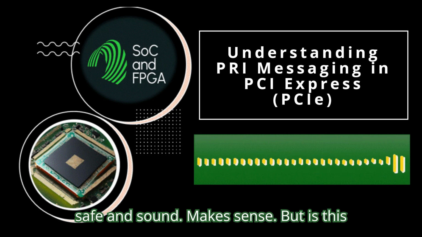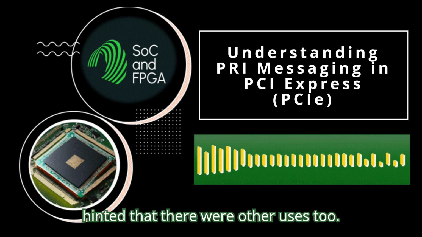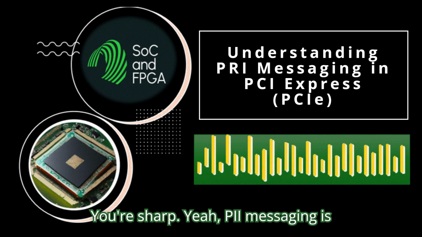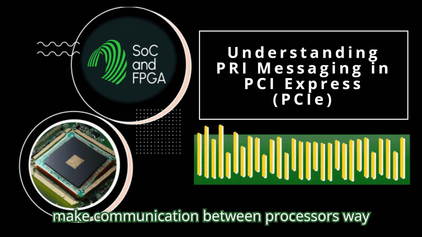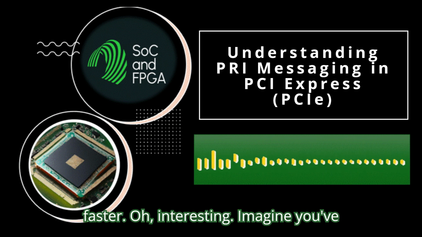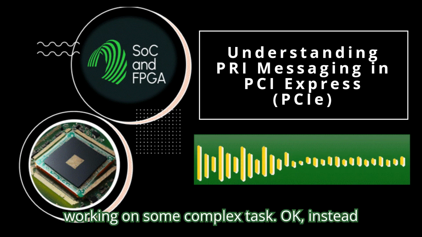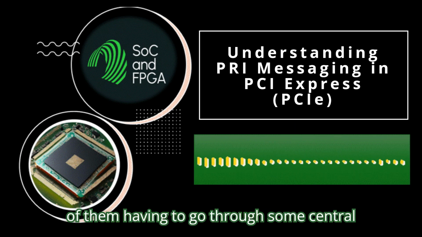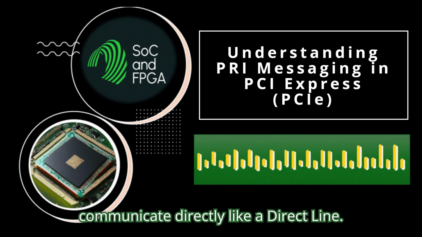Makes sense. But is this just for virtualization? The research hinted that there were other uses too. You're sharp. Yeah, PRI messaging is pretty versatile. For instance, it can make communication between processors way faster. Oh, interesting. Imagine you've got multiple processors in a system working on some complex task. Instead of them having to go through some central hub to talk to each other, PRI lets them communicate directly.